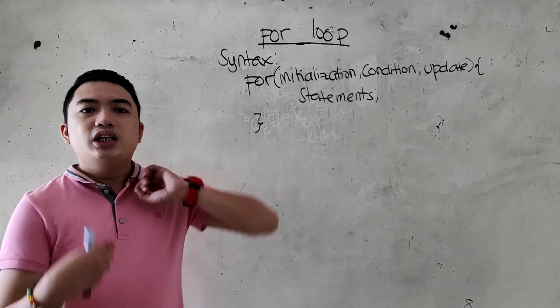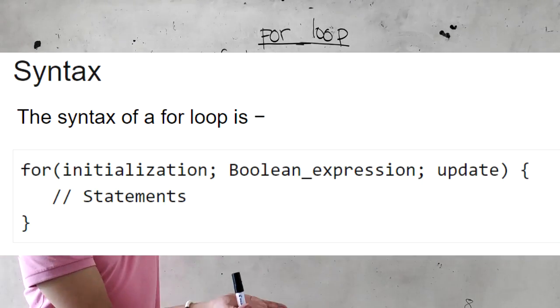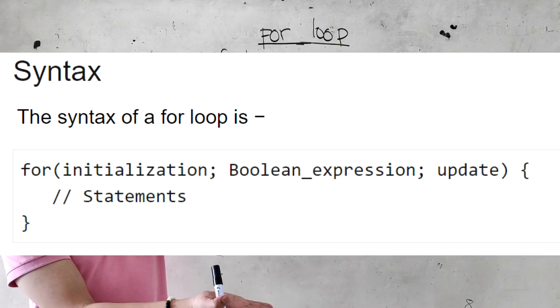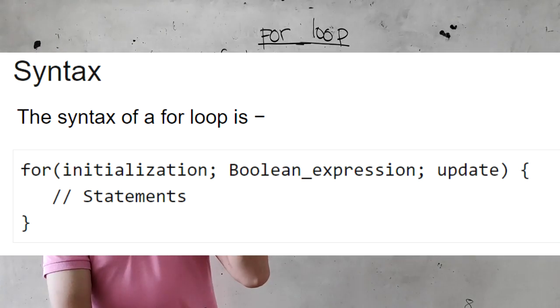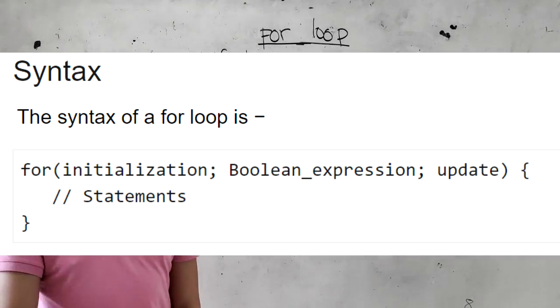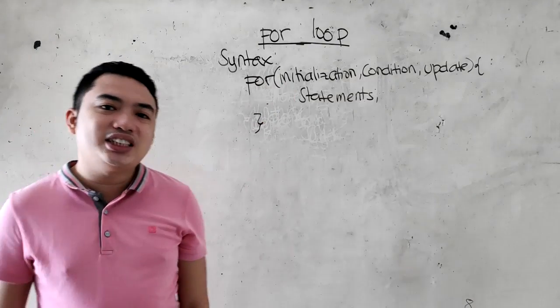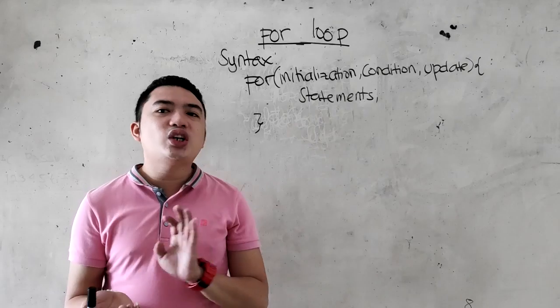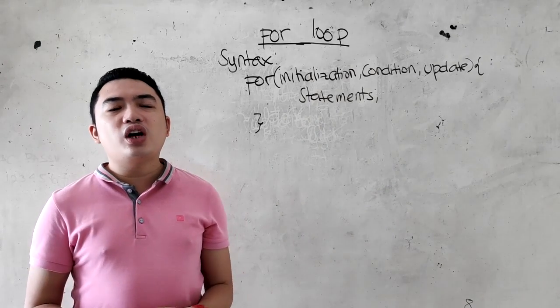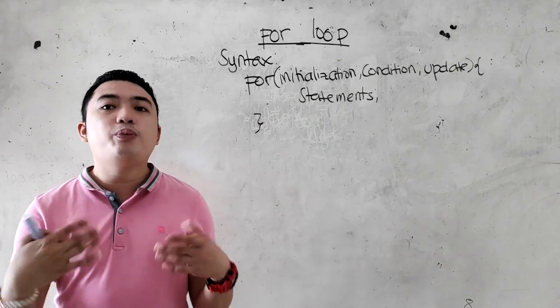So here is the syntax. I'll post there a clear version of the syntax. So let's discuss the flow of control. We always start with the initialization. The initializations are the declaration and instantiation of the loop variable.